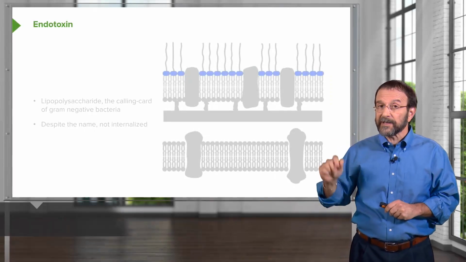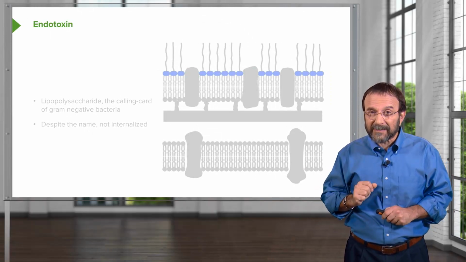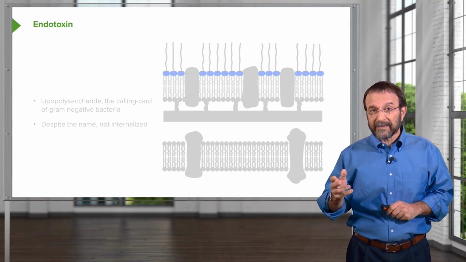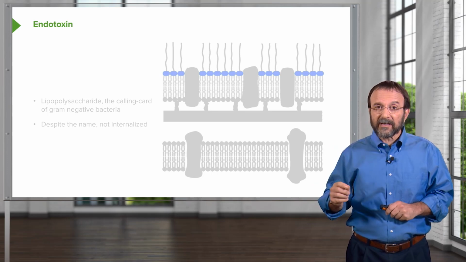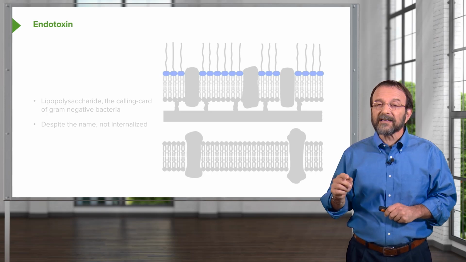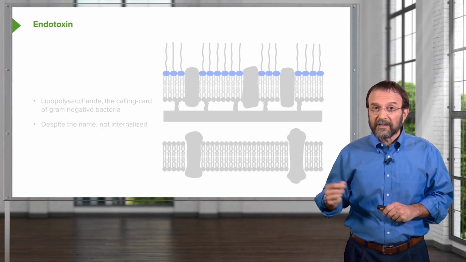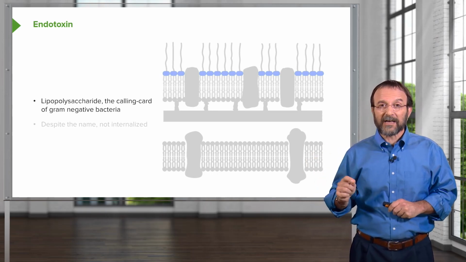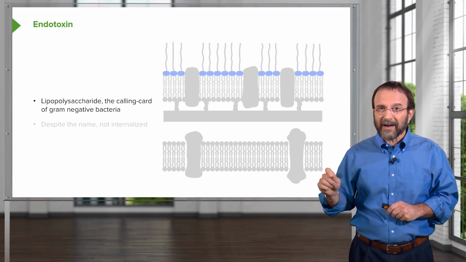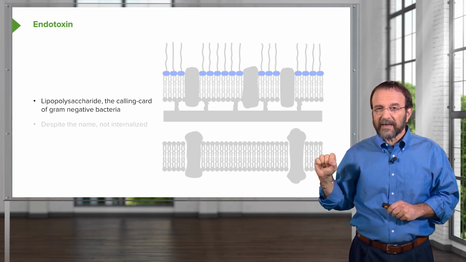Another toxin, and a very important one, produced by gram-negative bacteria is endotoxin. Now, if you don't remember what a gram-negative bacteria is, go back to the introductory bacteria lecture and take a look. Endotoxin is sort of like the calling card of gram-negative bacteria. It announces to the host, I'm here, and you better watch out. The endotoxin is nothing more than lipopolysaccharide, that outer layer on the outer membrane of a gram-negative bacteria.